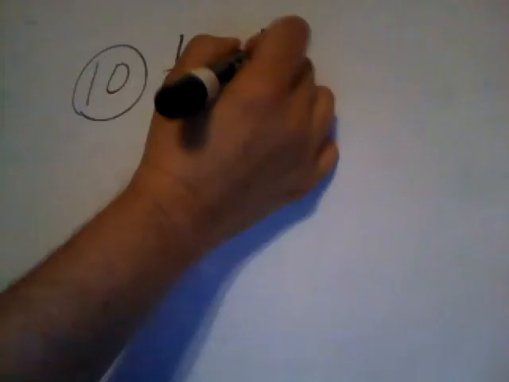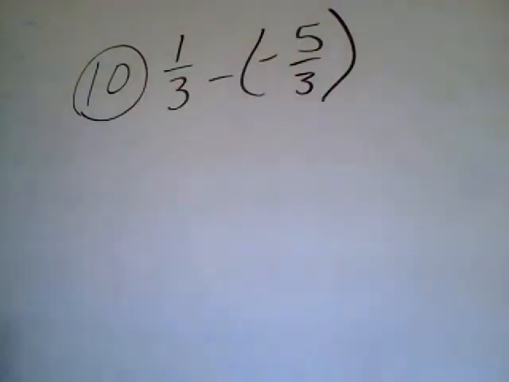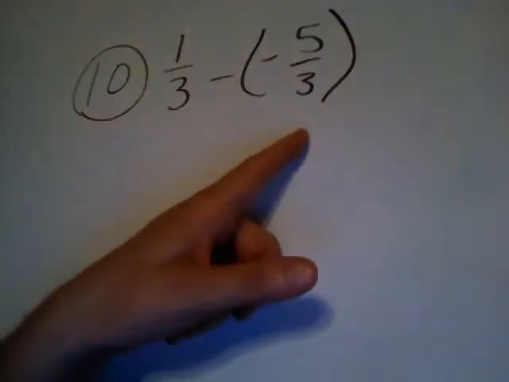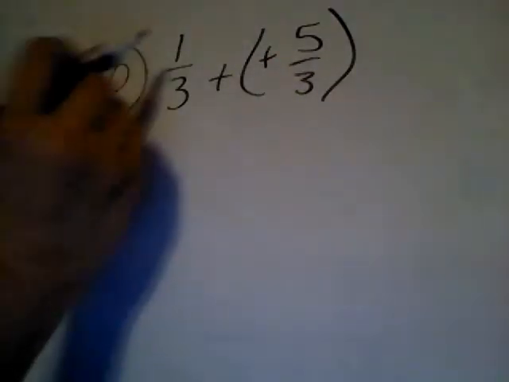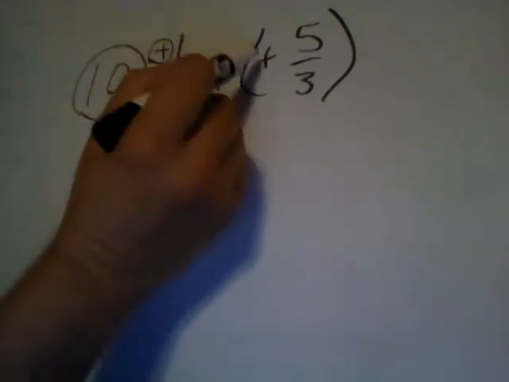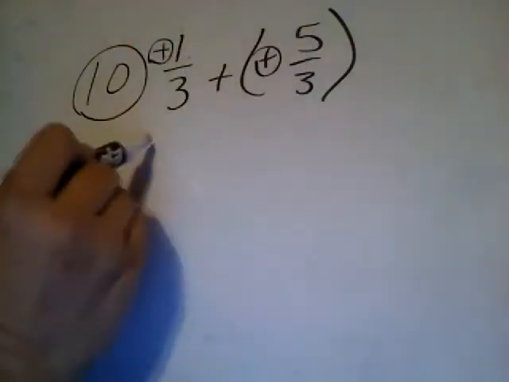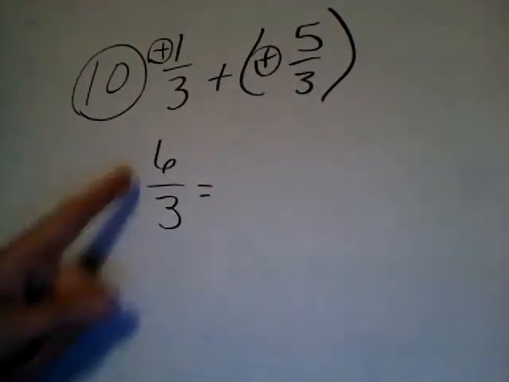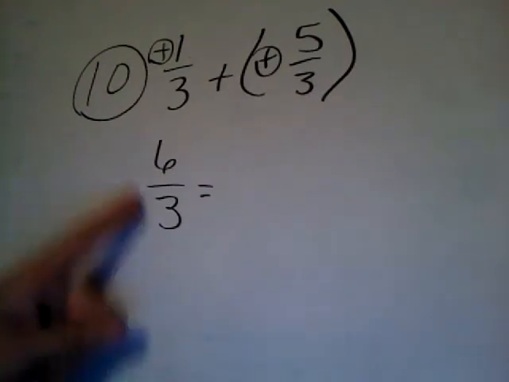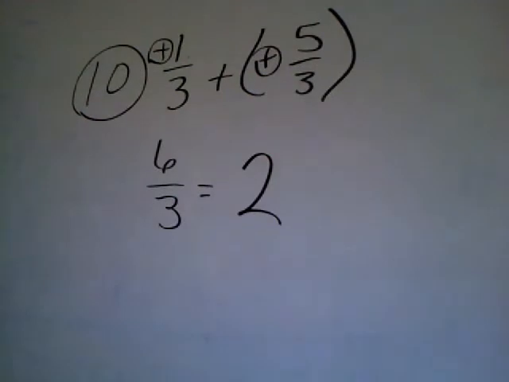Let's look at number 10. Number 10 says 1/3 minus a negative 5/3. Now the denominators are the same, so I just follow my rule. Keep it, change it, change it. Now the signs are the same because I don't write positive, so we know this is positive and this is positive. So 5 plus 1 is 6 over 3. This is improper. I cannot leave a large number on top of a small number. How many 3's can I get out of 6? 2. And there's nothing left over, so I don't need a fraction if there's nothing left over.